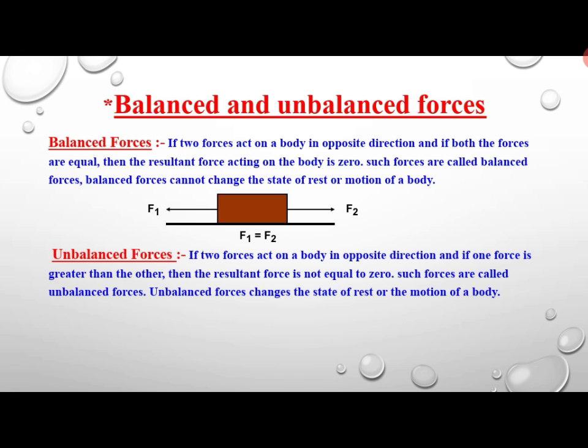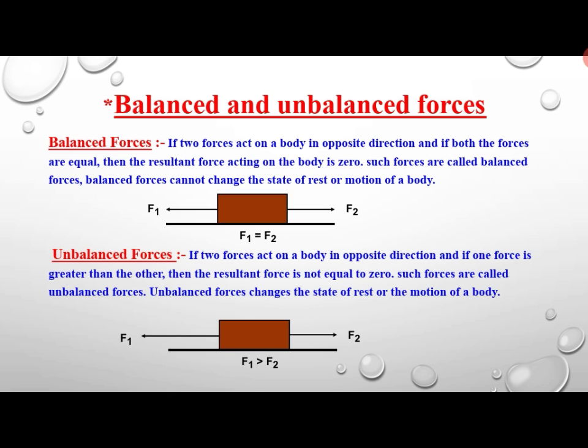As compared to the previous case, if we are considering two forces acting on a body in opposite directions, and if one of the forces is greater than the other, in that case there will be some resultant force acting on the body. It means that the resultant force is not zero in this case, and it is unbalancing the system. It will make the object move or come to rest. So unbalanced forces change the state of rest or the uniform motion of the body.